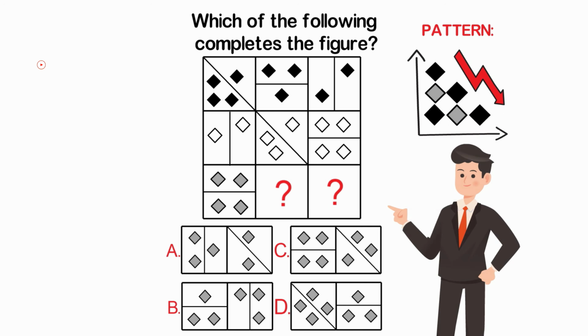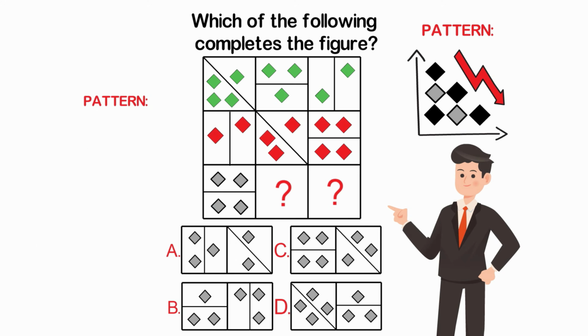Let's look at the top row. You see that the top left square contains 4 black diamonds, the middle square in the top row contains only 3 diamonds, and then the right square in the top row contains only 2 diamonds. In the second row, the pattern reverses, and it goes from right to left. And you see the same pattern of the white diamonds. 4 goes down to 3 and then goes down to 2.